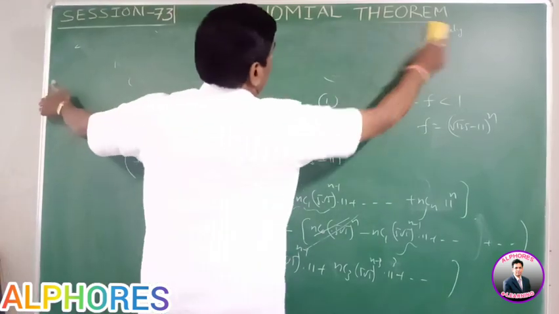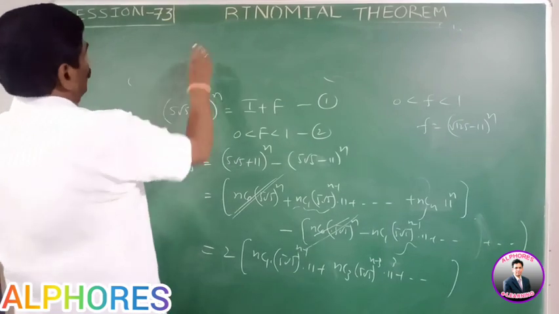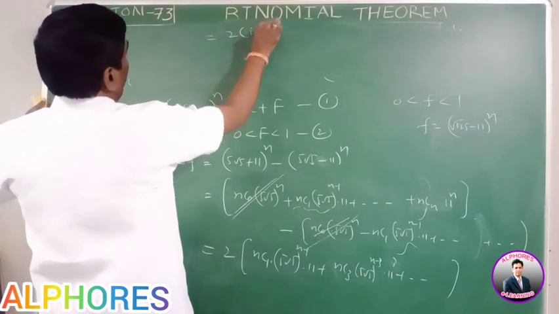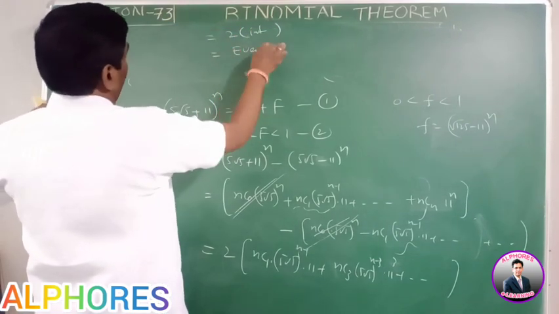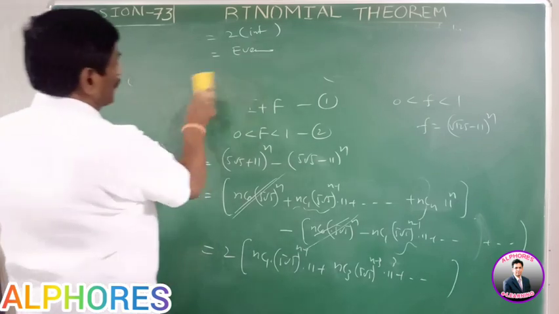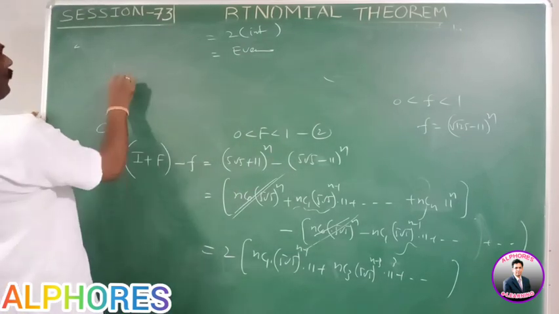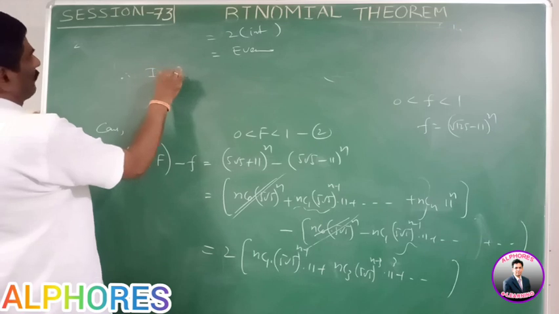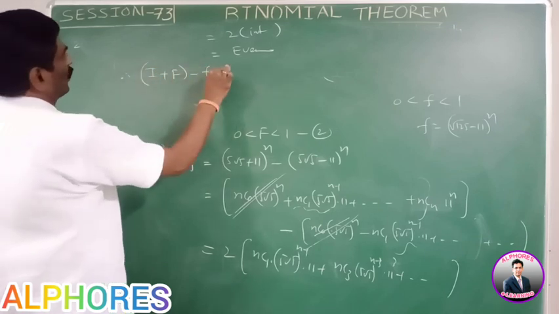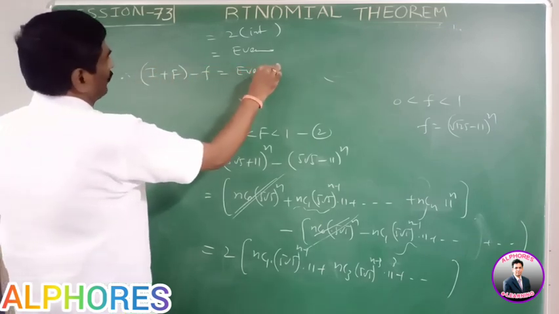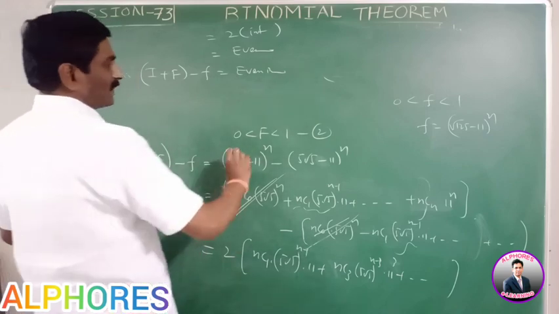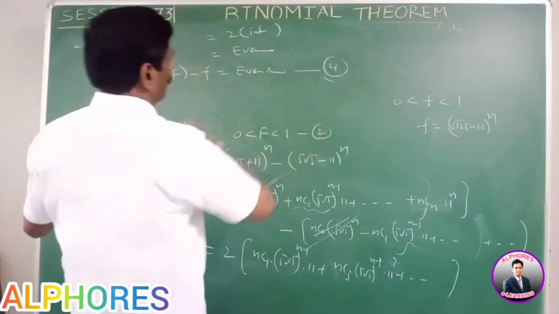2 into integer means this value is an even integer. That implies that it is equal to 2 into integer, that means even integer. Finally we get the result: therefore I plus capital F minus small f is equal to even integer. Say this is equation number 4.